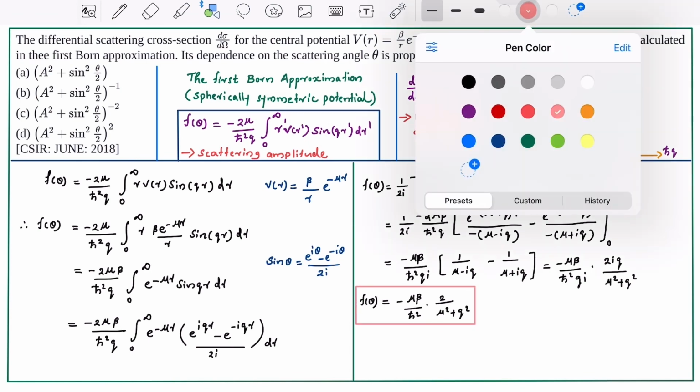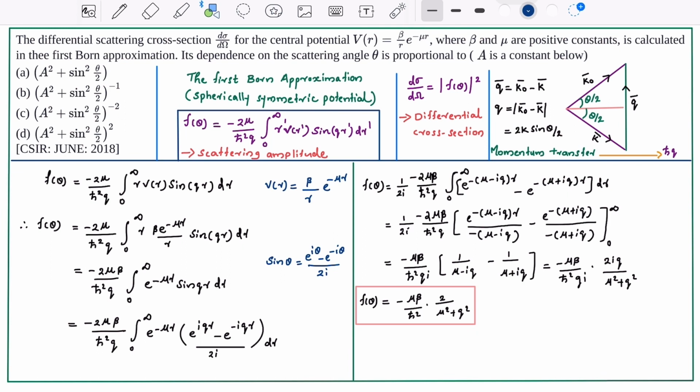Now once you have f(θ), you can calculate the differential scattering cross section by taking the modulus of f(θ) square. Now we can say here f(θ) is proportional to 1 by μ² plus q². When f(θ) is proportional to 1 by μ² plus q² means the differential scattering cross section is proportional to modulus of f(θ) square, that is dσ/dΩ is proportional to modulus of 1 by μ² plus q² whole square.